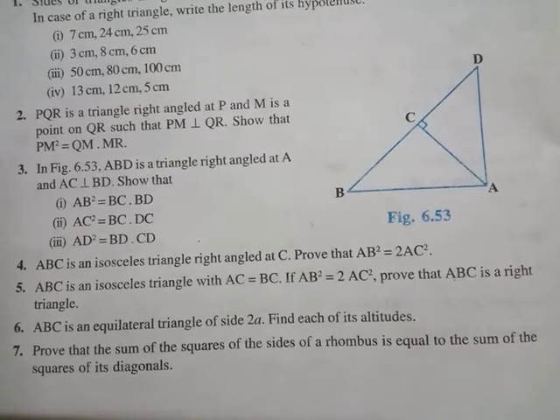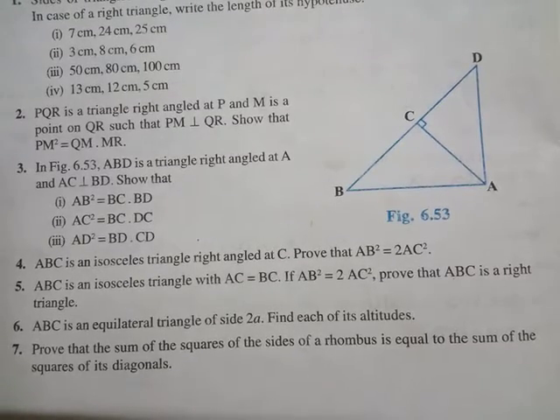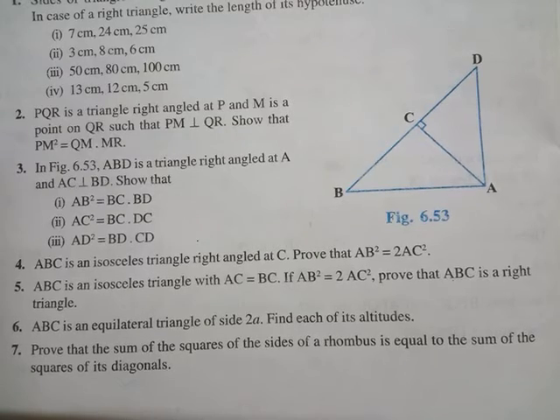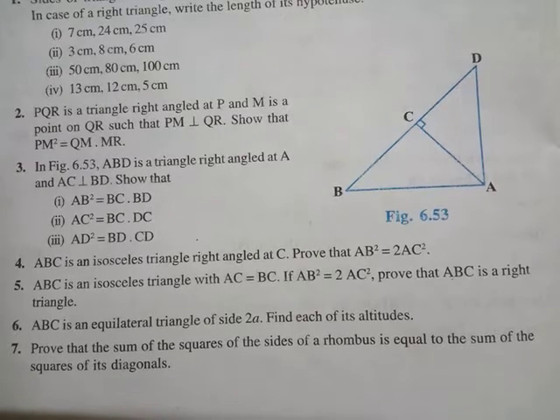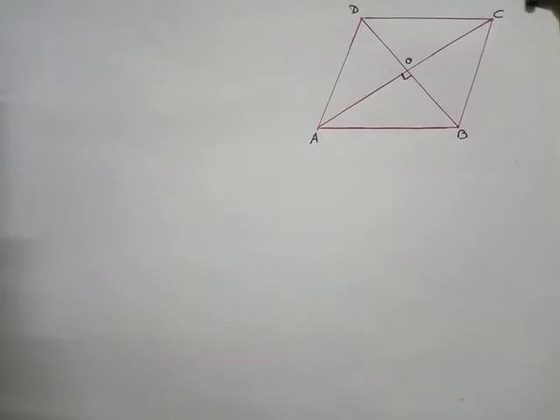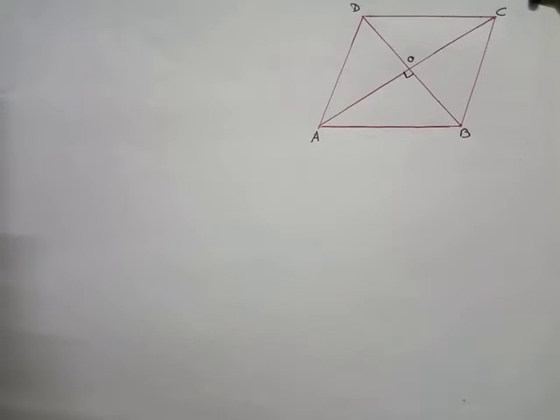Student, now we are going to solve exercise 6.5, class 10 general maths, question number 7. Prove that the sum of the squares of the sides of a rhombus is equal to the sum of the squares of its diagonals. Student, let's have a look how to solve this one. As you can see in the video, this is the diagram of question number 7, exercise 6.5, class 10 general maths.